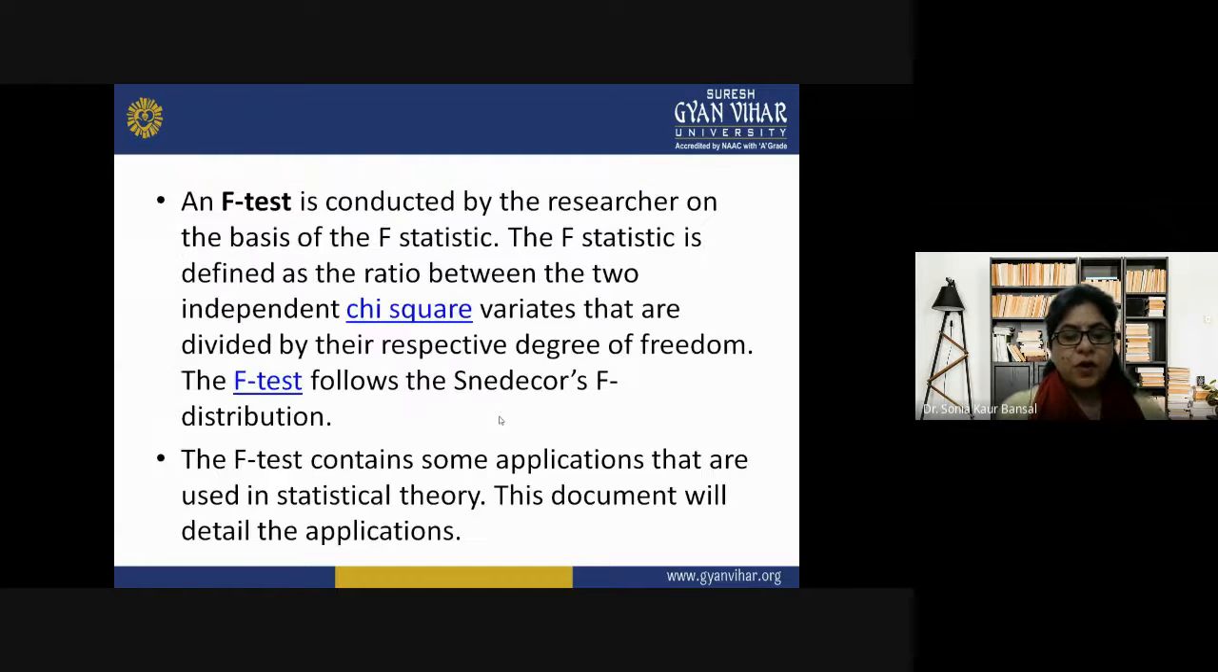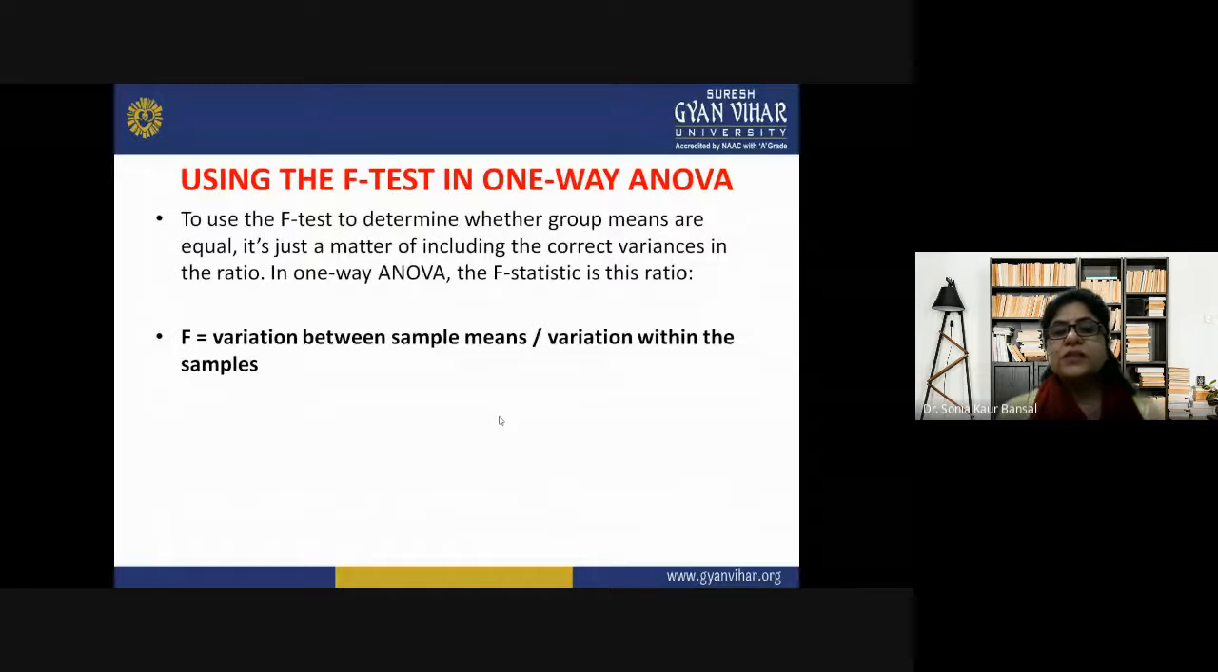When we are talking about whether group means are equal or not, it's just a matter of including the correct variances in the ratio. In one-way ANOVA, the F statistic is this ratio: F equals variation between sample means over variation within the sample. Just remember this, students.